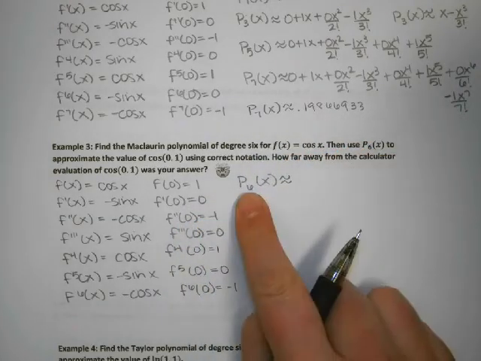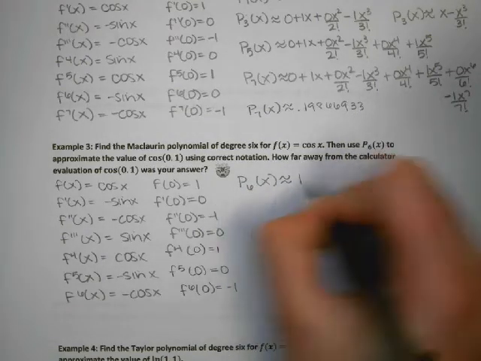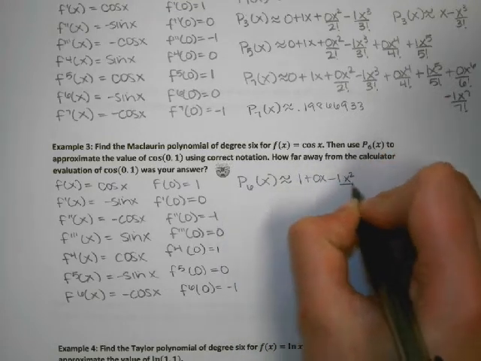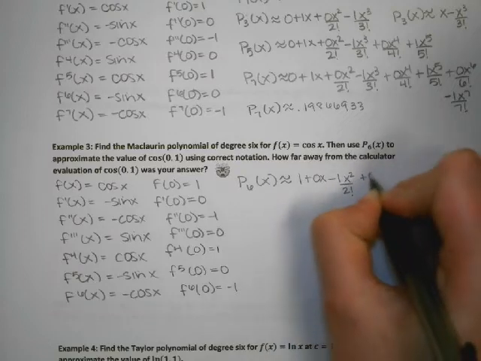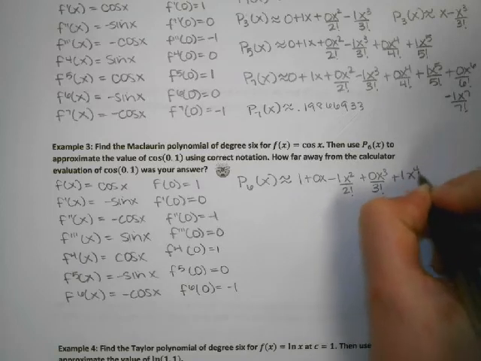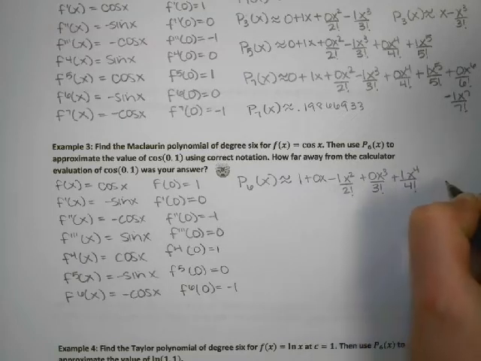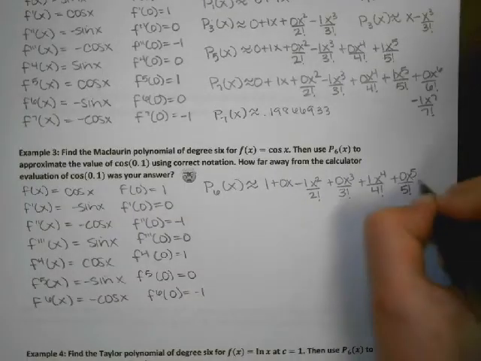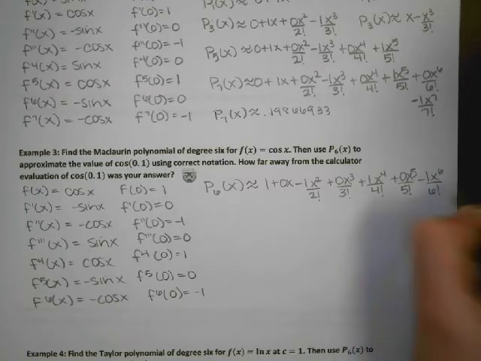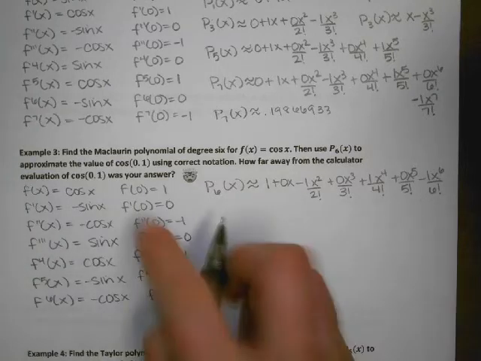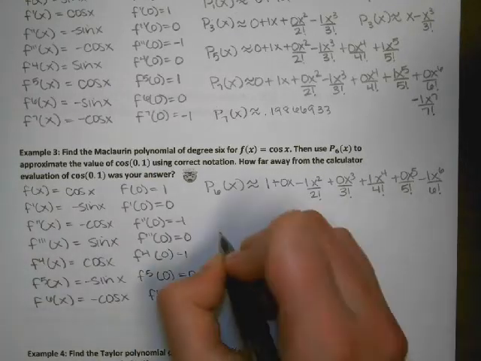So I'm going to say the sixth degree Maclaurin polynomial centered at 0 is going to be 1 plus 0x minus 1x squared over 2 factorial plus 0x to the third over 3 factorial plus 1x to the fourth over 4 factorial plus 0x to the fifth over 5 factorial minus 1x to the sixth over 6 factorial. And so we're going to approximate the value of cos of 0.1 using correct notation.